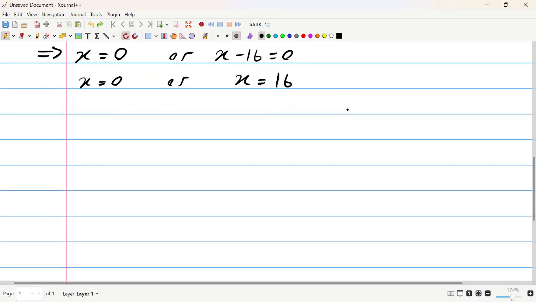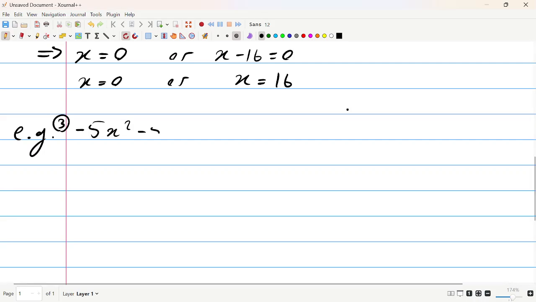Let's do one more example, okay? Just for practice purposes. One more example. Let's do this. Negative 5x squared, and we are going to subtract 5x, and let's add 30. And let it be equal to 0.